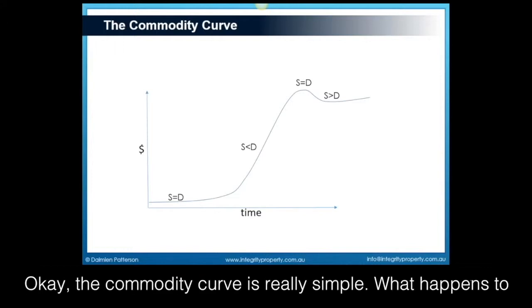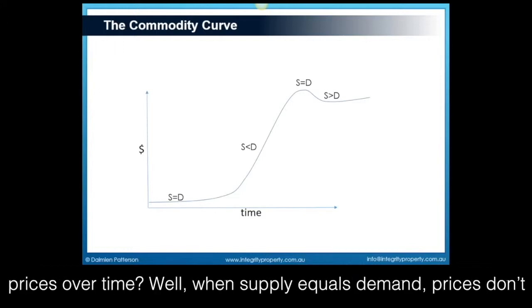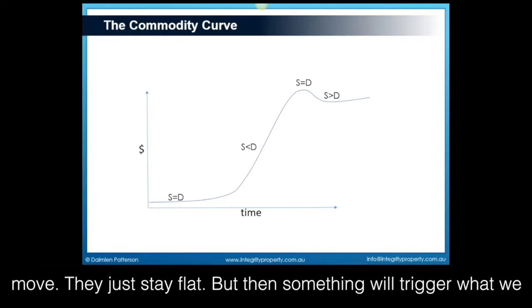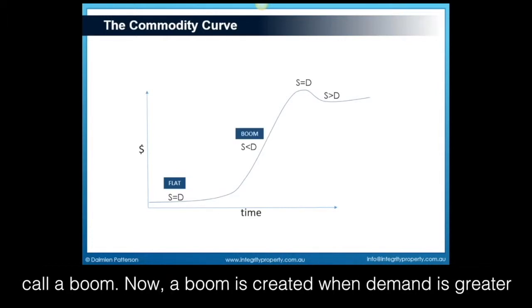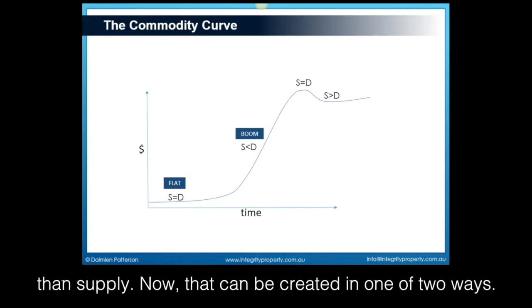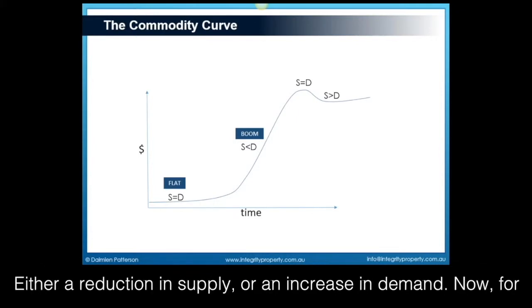Okay, the commodity curve is really simple. What happens to prices over time? Well, when supply equals demand, prices don't move. They just stay flat. But then something will trigger what we call a boom. Now, a boom is created when demand is greater than supply. Now, that can be created in one of two ways, either a reduction in supply or an increase in demand.